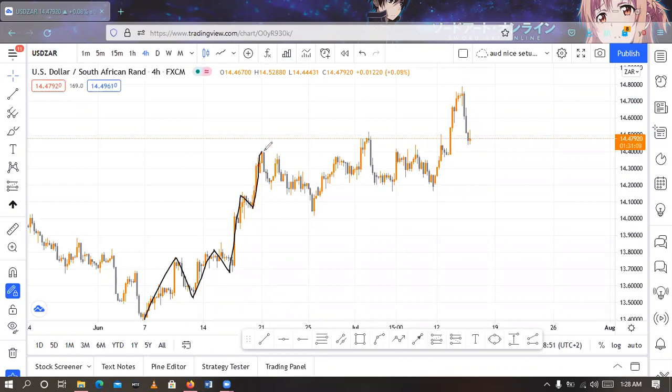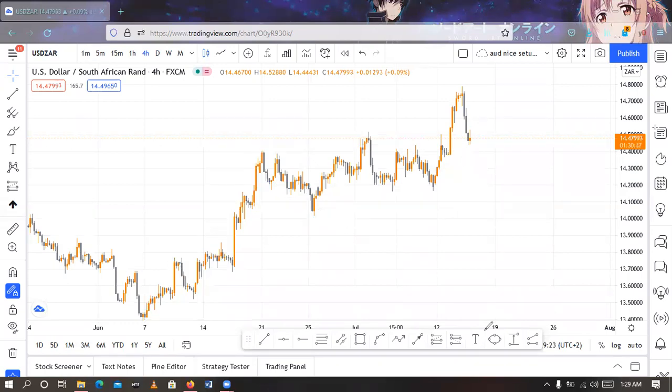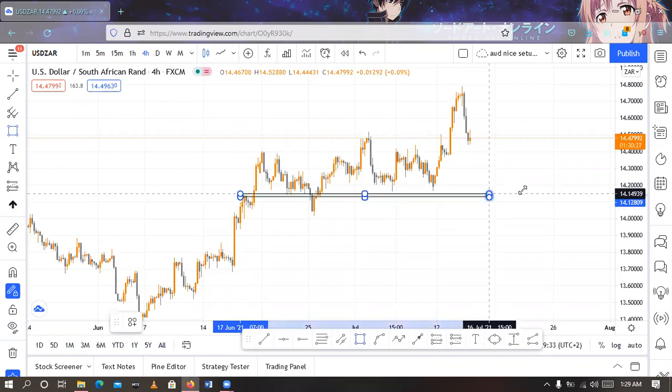We then had price create this high here and then fail to break previous levels of structure, and we saw price range within this area here. This is from our previous video on USDZAR and gold analysis, where we were talking about how the market is currently stuck in a box, if I might say, where the price is ranging, right?